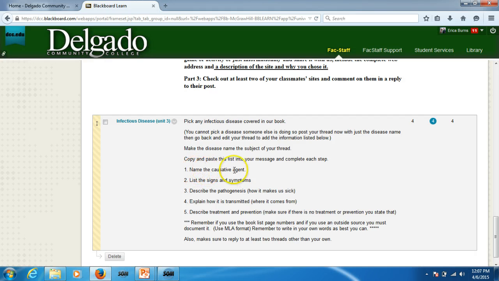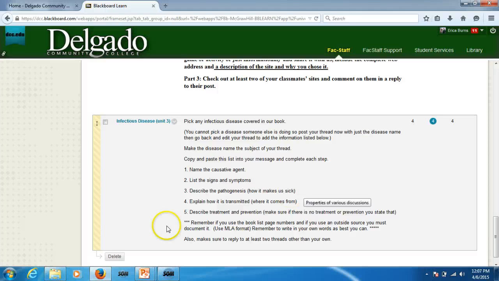So, number 1 is to name the causative agent, right? What actually causes the infectious disease? The name of the virus, the name of the bacteria, the protozoa, the fungi, whatever it is that you picked. List signs and symptoms, right? So you'll write that and then list them. Describe pathogenicity. How does it make us sick, right? We've been kind of talking about this as we've looked at some of these diseases. Some of them produce toxins that destroy our body. That's one of the main common attributes to a lot of bacteria that are pathogenic, right? We haven't really gotten to many viruses, but we will.